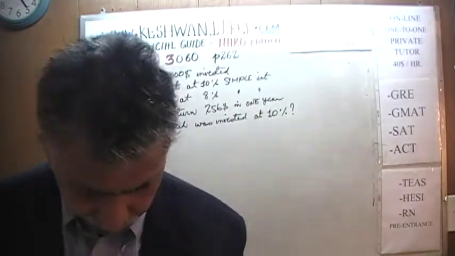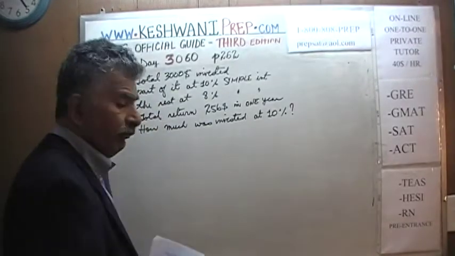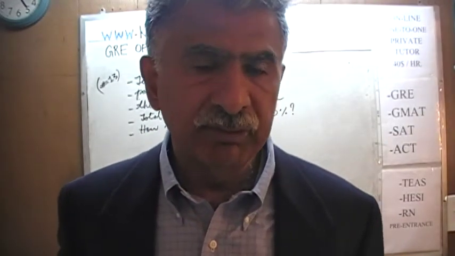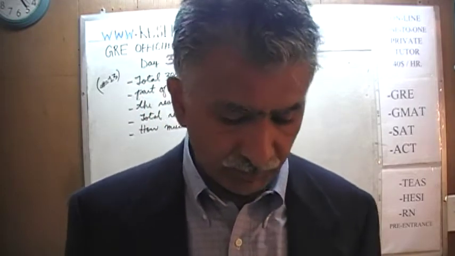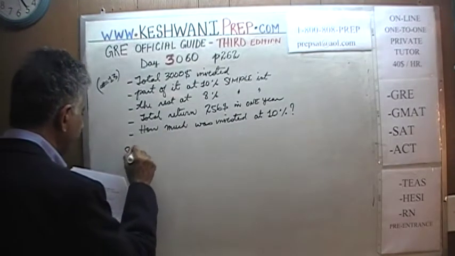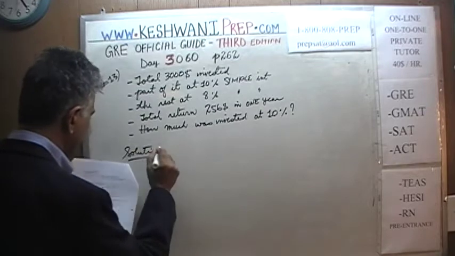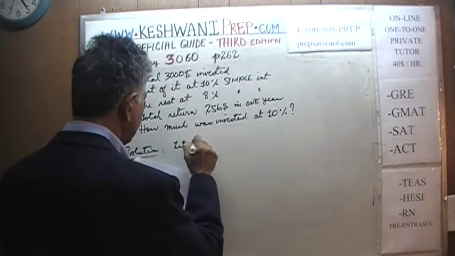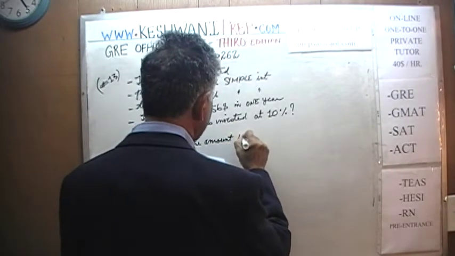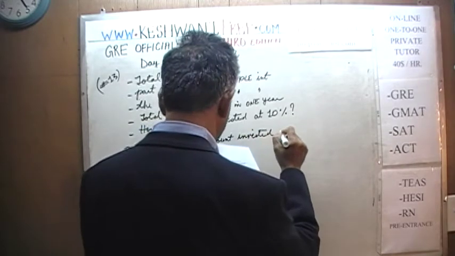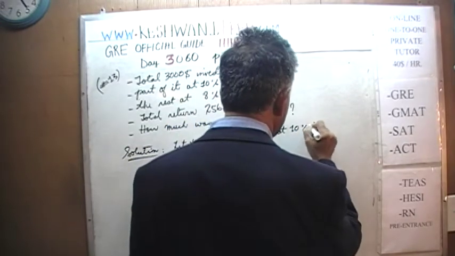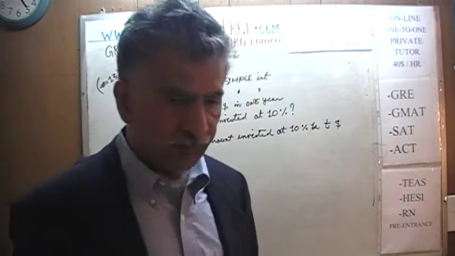Let's take a look at it. As always, it's an algebra word problem. Before you start a solution, we must define our unknown. We must have a clear definition of the unknown. So let's define our unknown. Let the amount invested at 10% be T dollars, T for 10%.